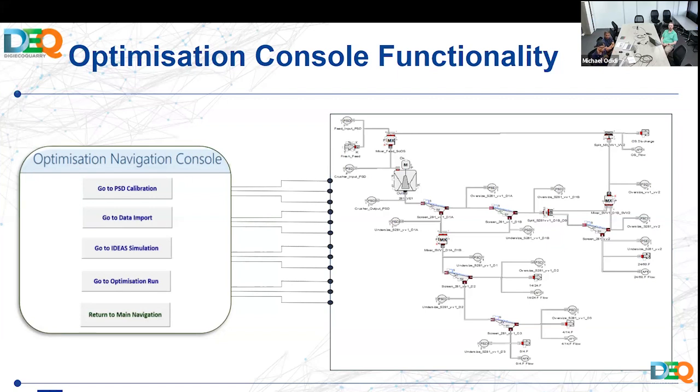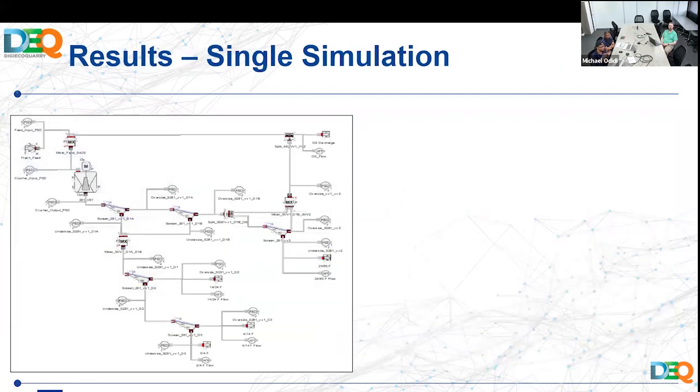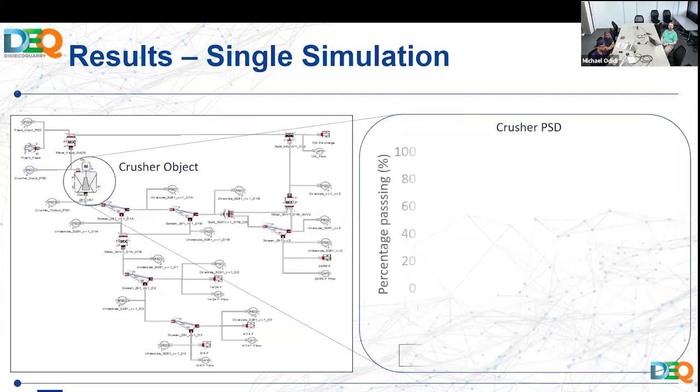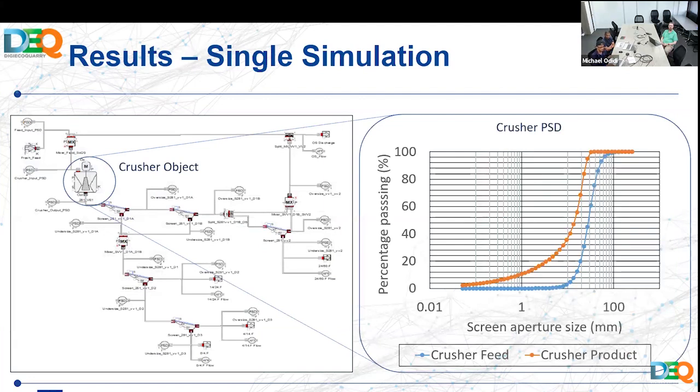And then this is fed to the optimization console, which would basically allow us to run the simulations using the flow sheet model that we have here. Just to give you an idea as to the results that you obtain, running a single simulation, you can look at your crusher object and look at the particle size distribution of your feed material and of your product material, based on the representative models that we're using.